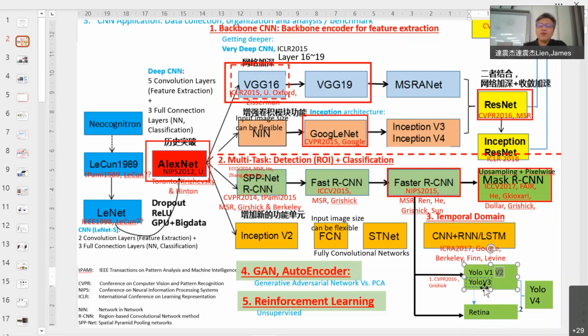Okay, so YOLO V3 is based on RetinaNet. YOLO V4 is based on PANet. Okay, so I will talk about this one step by step.